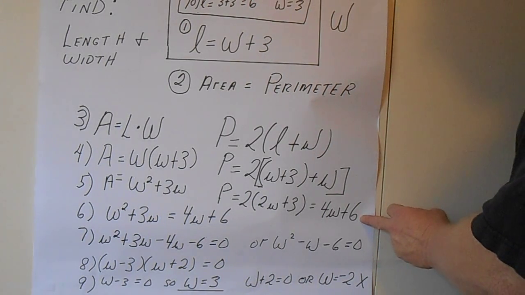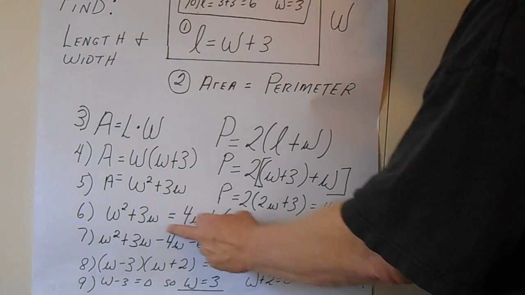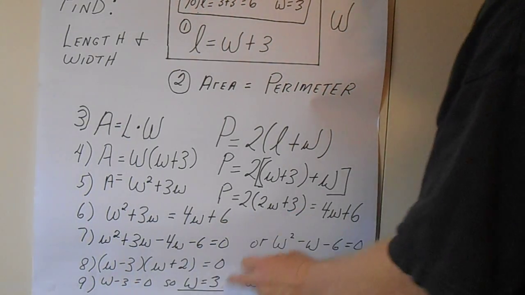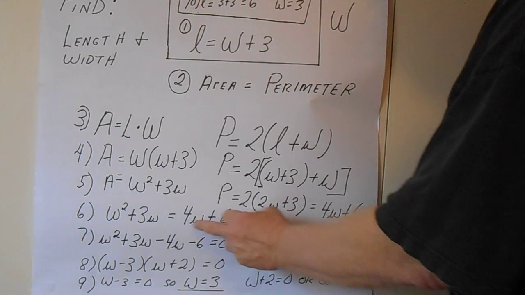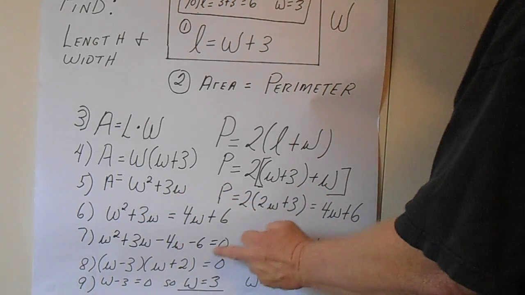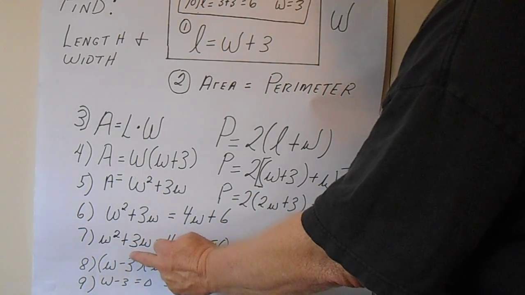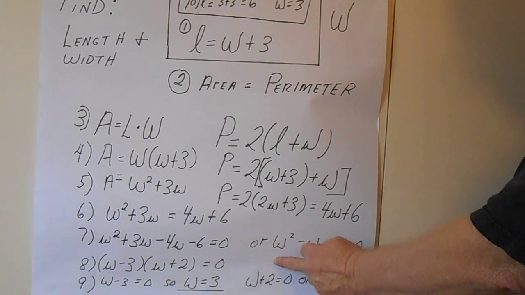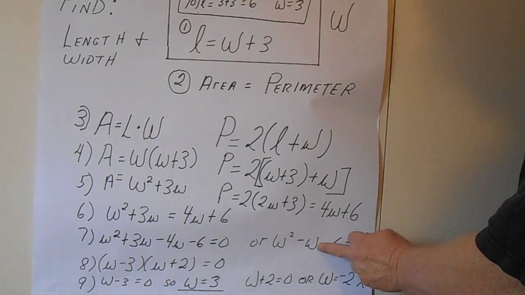Step 6, we're told that the area and perimeter are equal, so we're going to make W squared plus 3W equal to 4W plus 6. Step 7, we're going to bring everything to one side and make this an equation. If we take these two terms across the equal sign to the left, they're going to change signs. So 4W is going to become negative 4W, and 6 is going to become negative 6. So for step 7, we get W squared plus 3W minus 4W minus 6 equals 0, or simplifying further, W squared minus W minus 6 equals 0. 3W minus 4W is negative W.